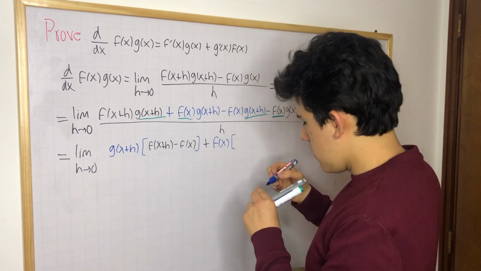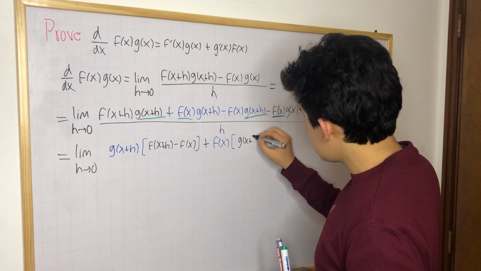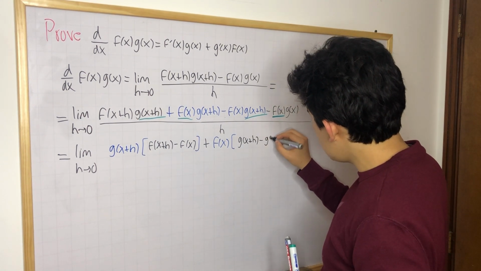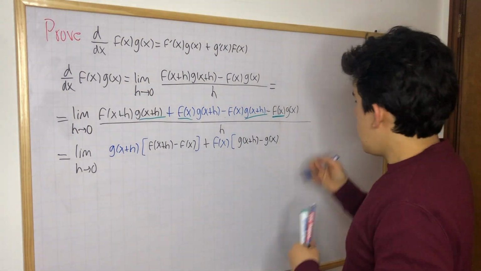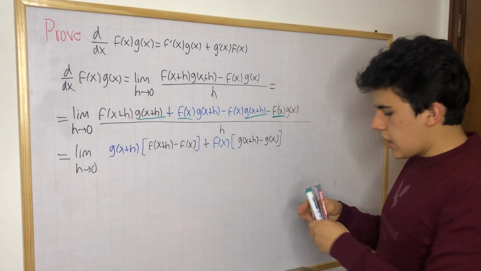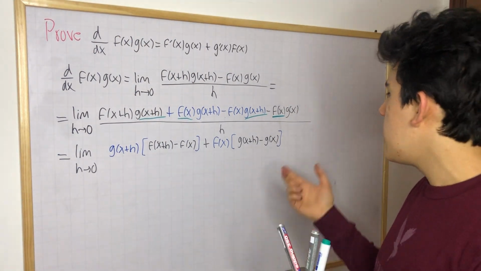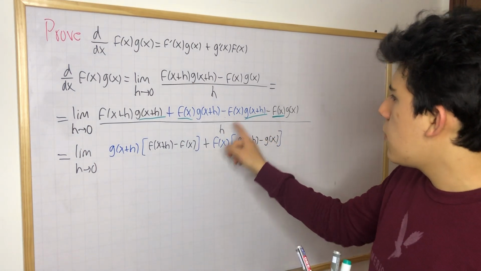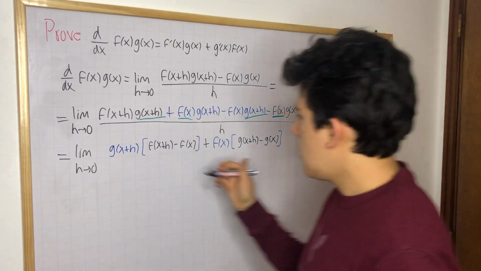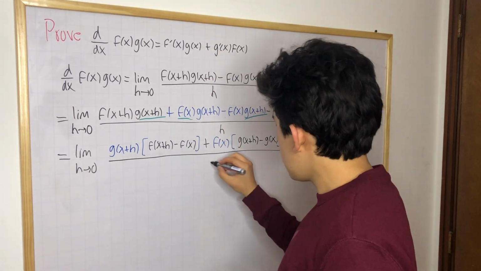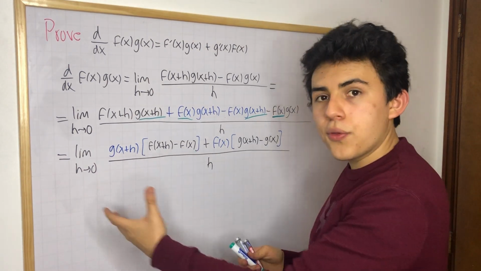times, and we have over here g of x plus h minus g of x, okay? This is what we have. And all of this is going to be divided by h, and I believe now you might be able to see why I needed the negative sign, why I used this g of x plus h and not this one. So if you see that this entire thing is divided by h, you can see that this h, you can distribute it to both terms.